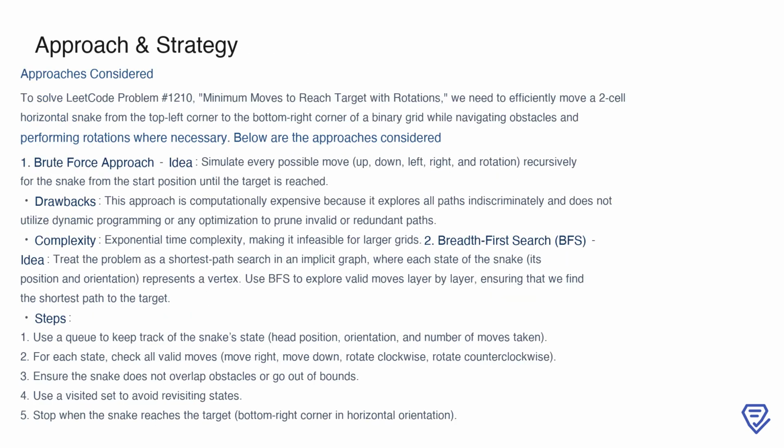To solve this problem, we need to guide a two-cell horizontal snake from the top left corner to the bottom right corner of a binary grid while navigating obstacles and performing rotations as needed. To begin, we consider 2 primary approaches. The first, a brute force approach, involves simulating every possible move up, down, left, right, and rotation for the snake recursively until it reaches the target.